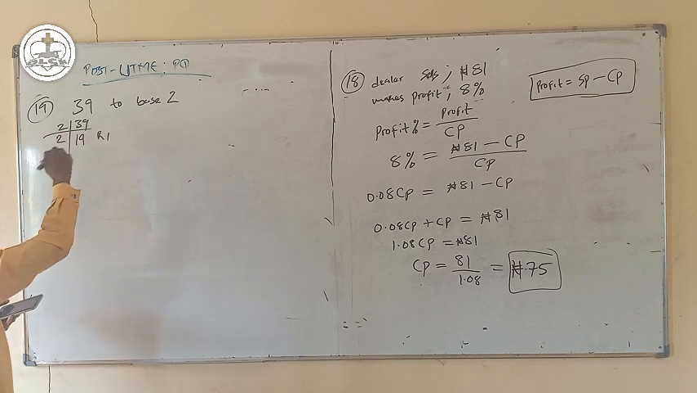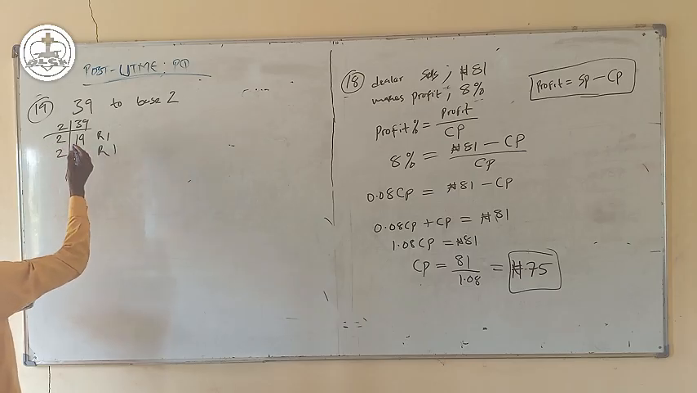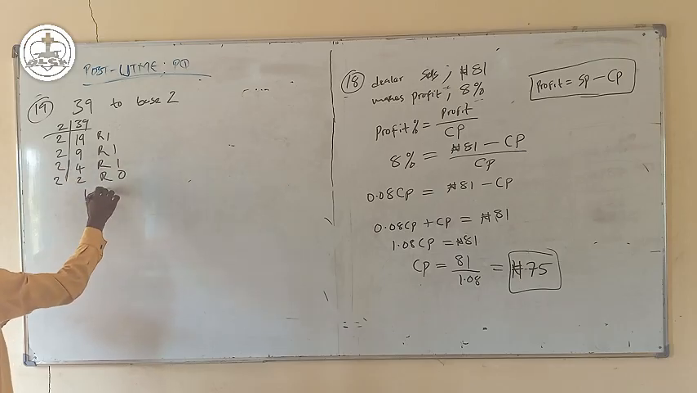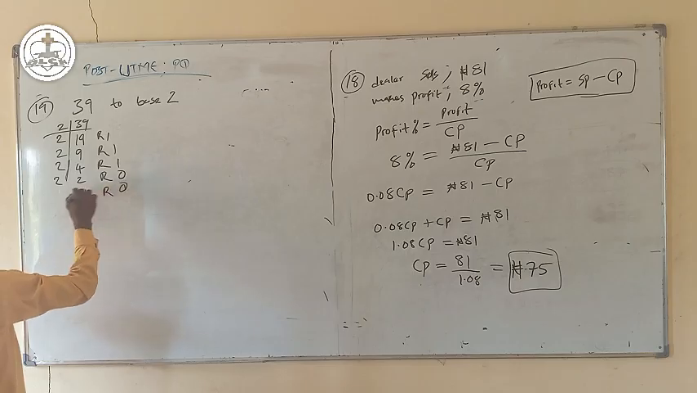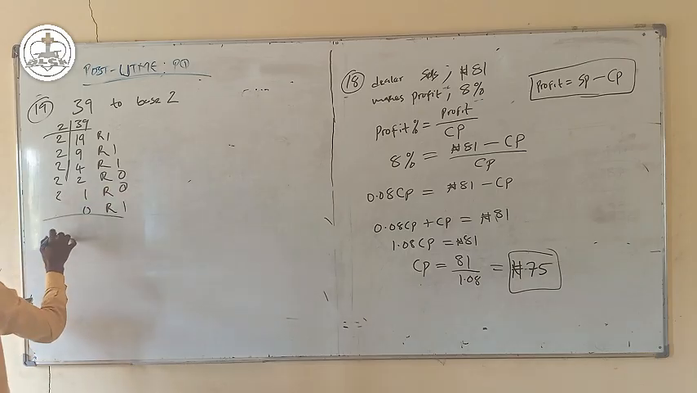Then 2 goes into 19 nine times, and there is a remainder of 1. And 2 goes into 9 four times, with a remainder of 1. 2 goes into 4 twice, remainder 0. 2 into 2 is 1, remainder 0. 2 into 1 is 0, remainder 1.